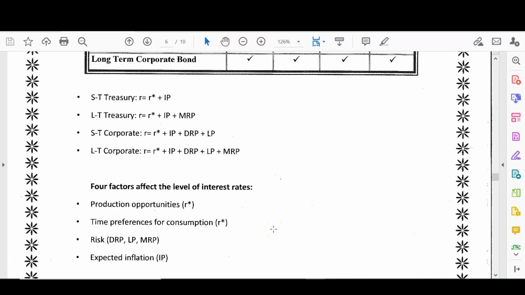Okay, so here are two groups of concepts about bonds. We use nominal rate minus inflation to get the real rate. We use the nominal risk-free rate minus inflation to get the real risk-free rate. And for calculating the interest rate of the bond, R, we use the real risk-free rate, R star, plus 4 additional premiums: inflation premium for all bonds, DRP and LP for corporate bonds, and MRP for long-term bonds only.